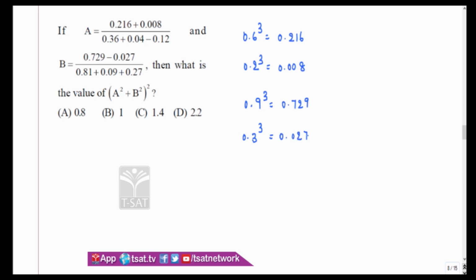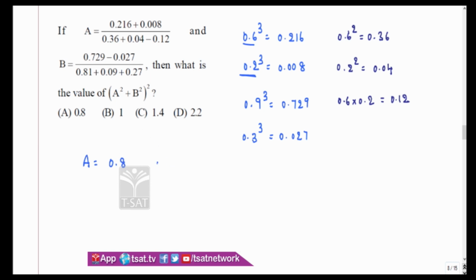Now it is in the formula. If you look at A, it is in the formula a cube plus b cube, and in the denominator, this is 0.6 square, then 0.2 square, and AB is 0.6 into 0.2, that's 0.12. We all know a cube plus b cube by a square plus b square minus AB is equal to a plus b. Therefore, your capital A becomes a plus b. Here a is 0.6, b is 0.2, so a plus b is 0.8.